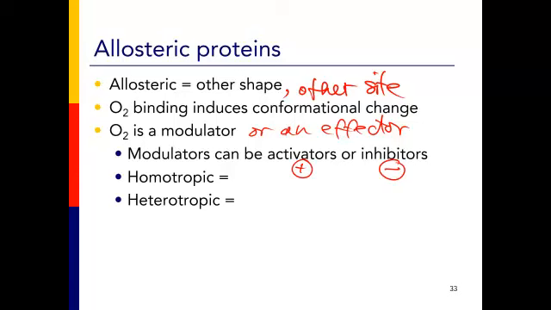To layer on that, in case that wasn't complicated enough, a modulator could also be homotropic, which means it's the same as the native ligand, or later when we talk about enzymes, ligand or substrate. Or a heterotropic modulator, which means it's a different molecule.